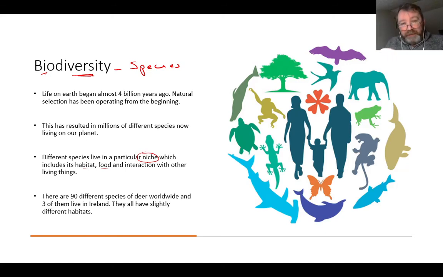Okay, and all of these things playing on a species evolve that species into a, I suppose we want to put it, a model that is best placed to survive where it is. So, deer that exist in the forest, for example, would be slightly different from deer that exist in open land, because they've adapted to live in shady regions and so on. So 3 of the 90 different species of deer live in Ireland, and they all have slightly different habitats, giving rise to slightly different modifications in those species. And if you have 3 sets of deer with different species, the only reason why we've got different species is because they live in different niches.